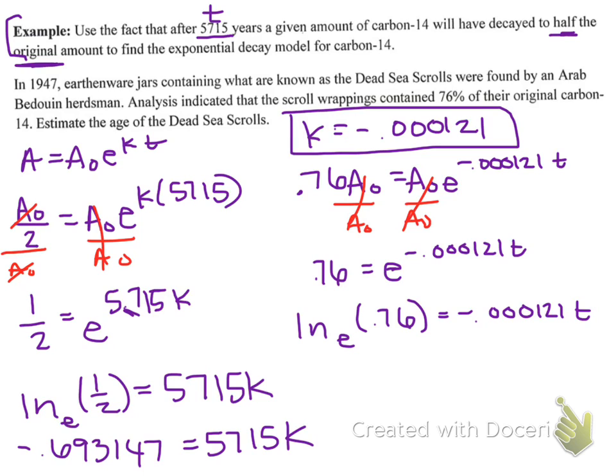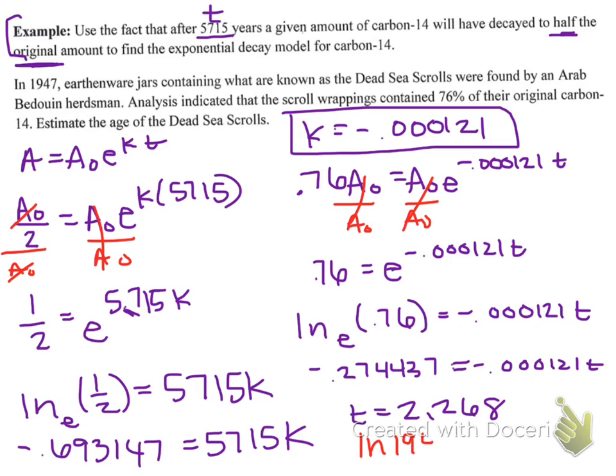So we're going to use the calculator. We're going to take natural log of 0.76. When I do that, I get negative 0.274437, equaling the decimal. We're going to divide both sides by the negative 0.000121, and when I do that, for my t value, I get 2,268 years. So that means in 1947, the scrolls were 2,268 years old.